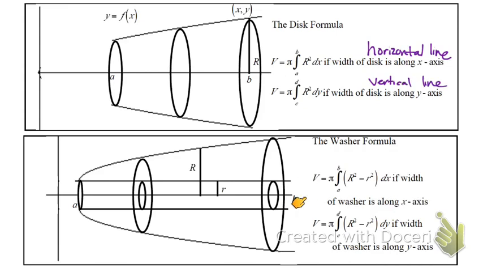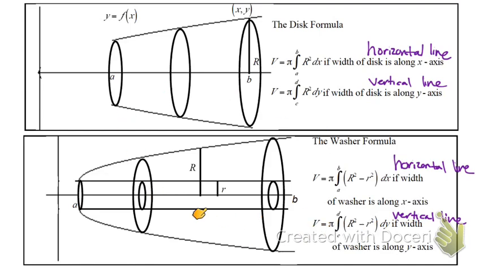The second one down here is the washer method. So if you have a circular region or a hollow region on the inside, then you would use this method. So pi times the integral from a to b of big R squared minus little r squared. Again, this is for a horizontal line. And the second one is for a vertical line, where everything changes to being in terms of y when we rotate around a vertical line.